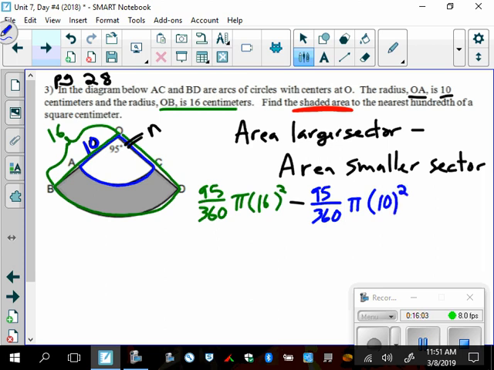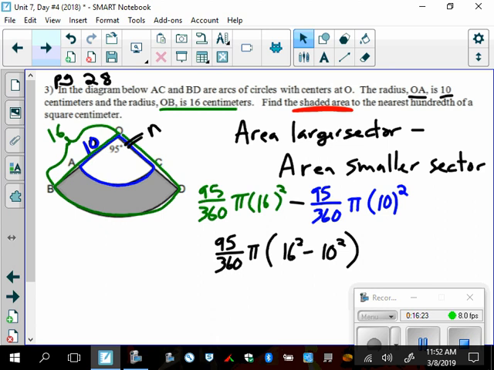Okay, and I can type all of that in. If you notice that both of them have the 95 over 360 pi, you literally could factor it out and do this. All right, but either way, I would like you to pause the video, type this in, and round it to the nearest hundredth.